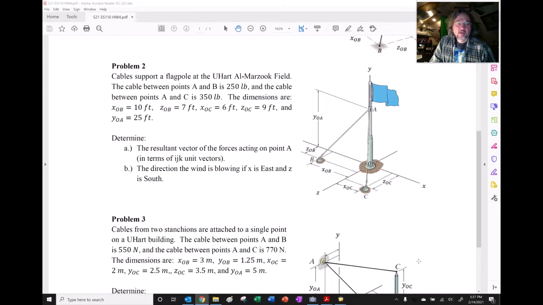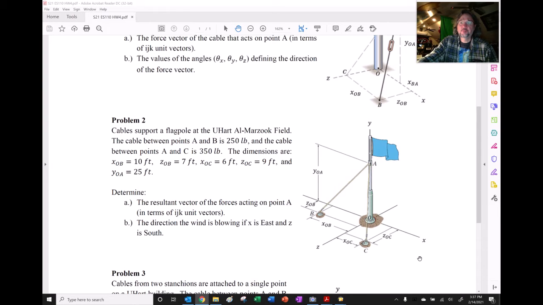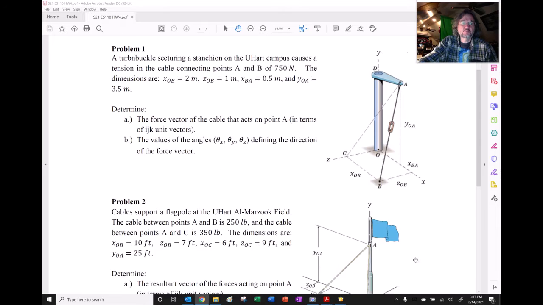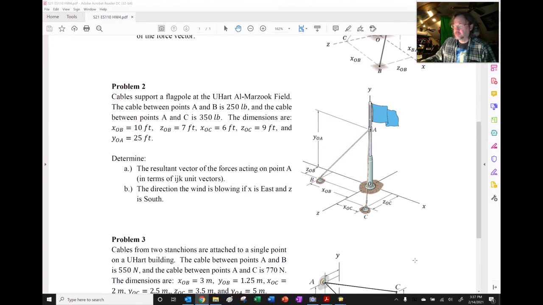So we're continuing on now with homework number 4, and this is problem 2 in statics. So we have this flagpole, and it's got some guide wires, and these cables are connected at point A. The cable between A and B has a tension of 250 pounds, whereas the cable between A and C has 350 pounds.